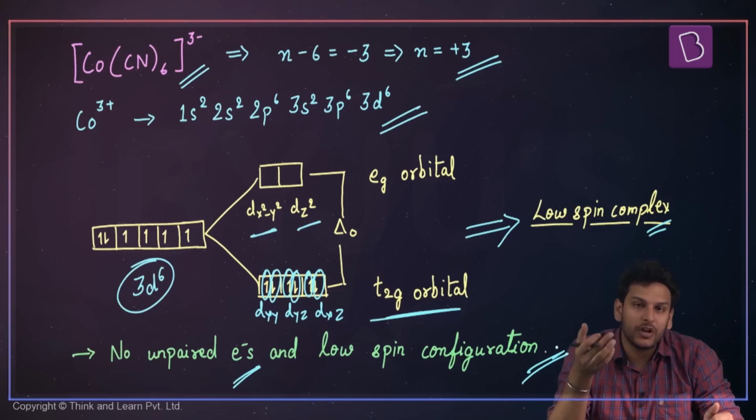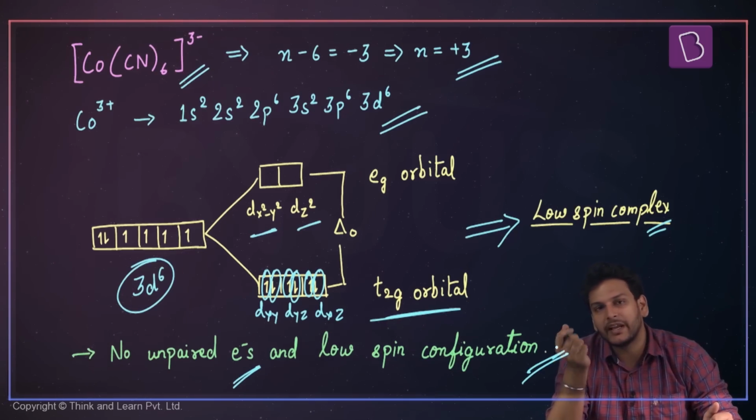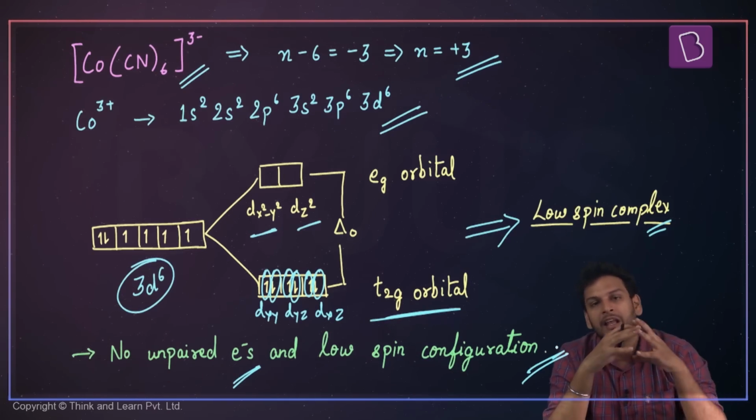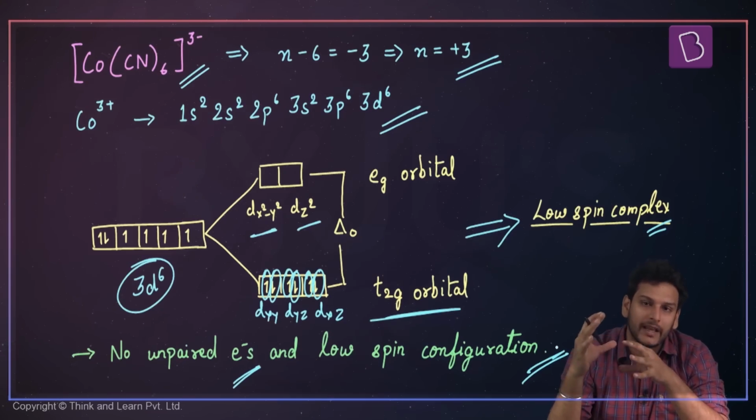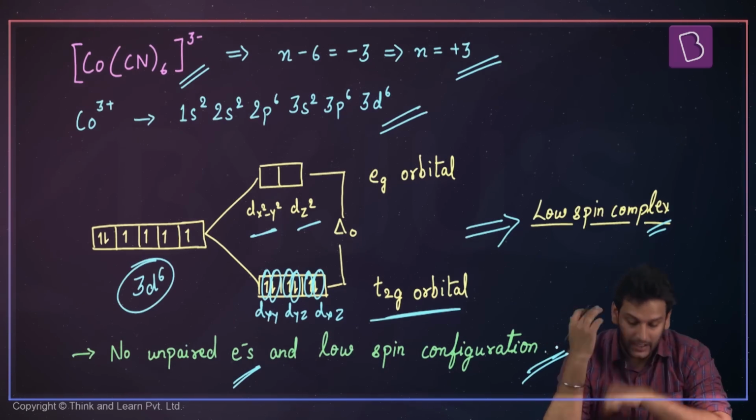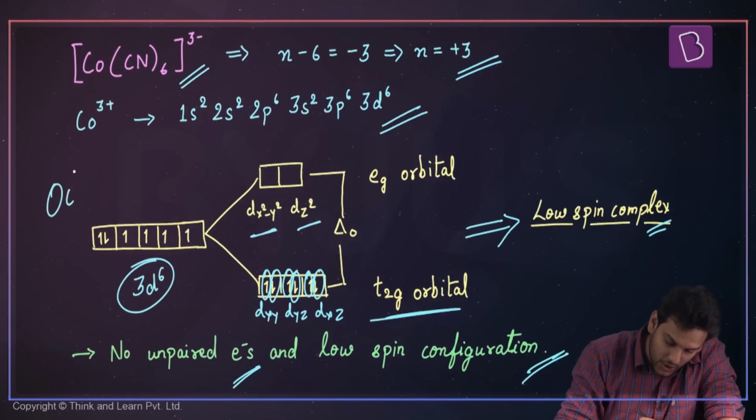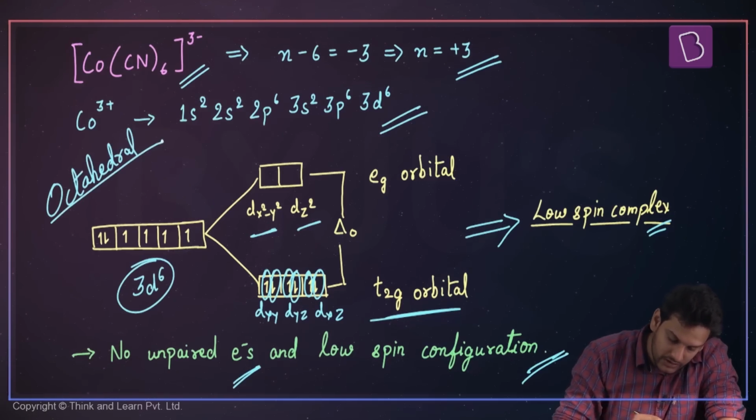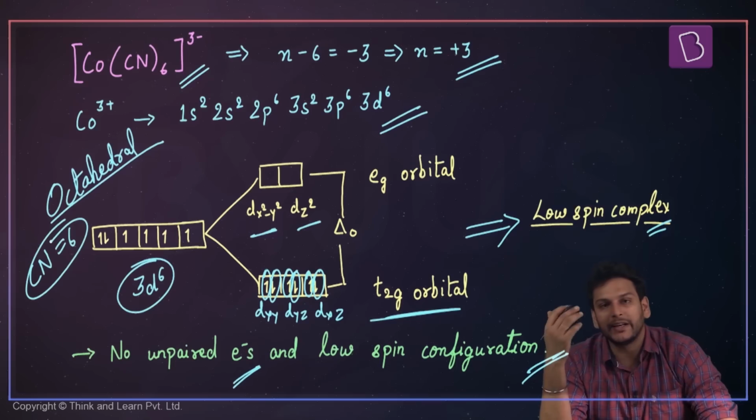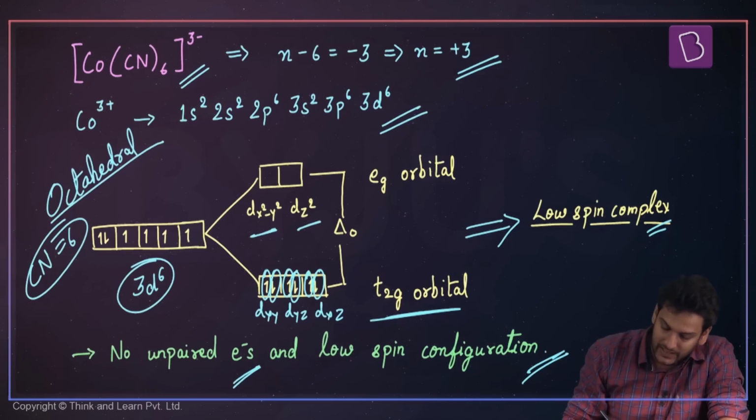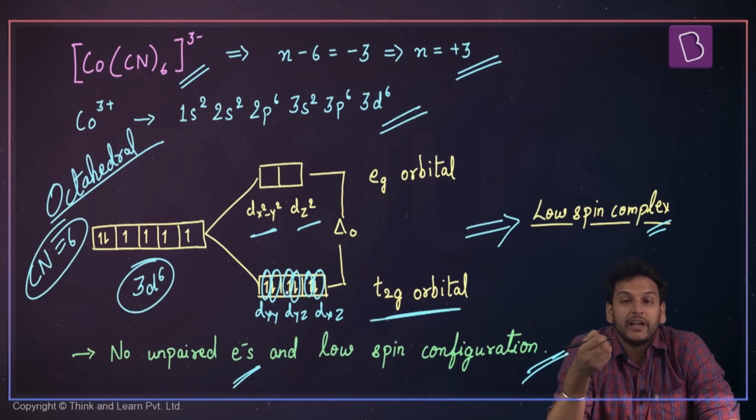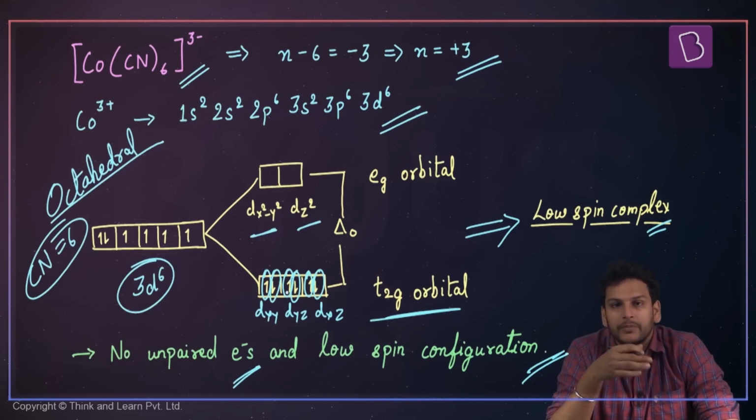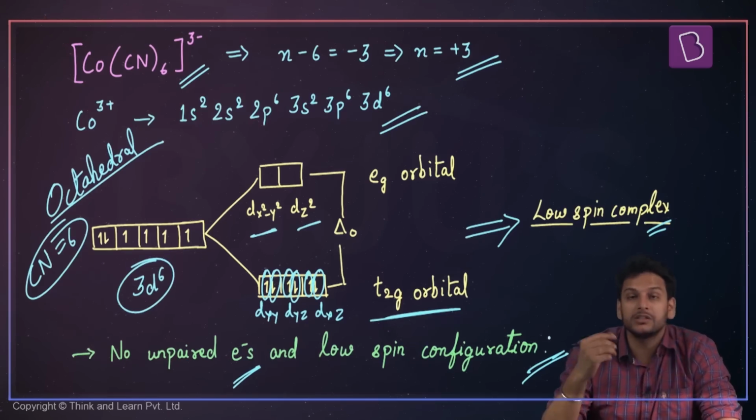So the first thing you have to look for is whether there is a weak field ligand or a strong field ligand, and then there will be splitting. In this case, because it was an octahedral configuration, with coordination number 6, it split into t2g and eg. Then, because there was a strong field ligand here, you have to pair it up, and that's how you can solve this problem.